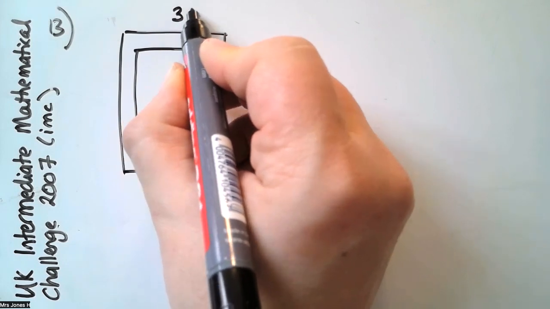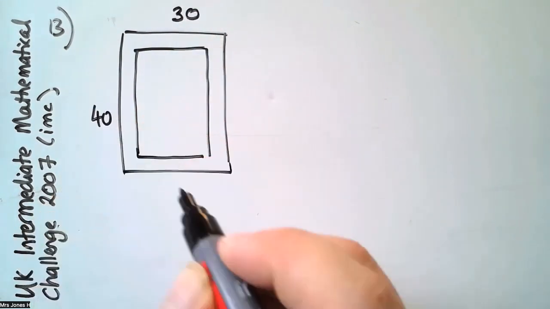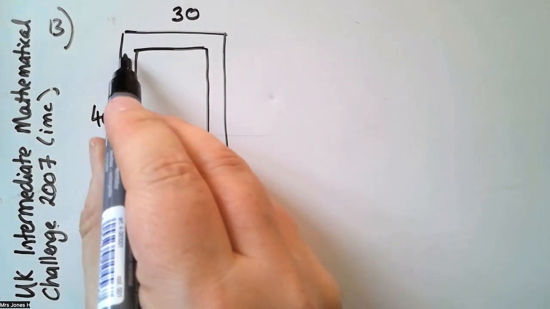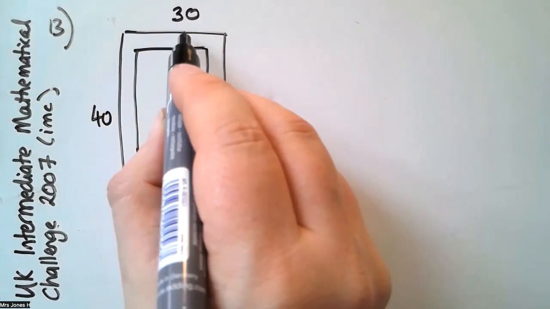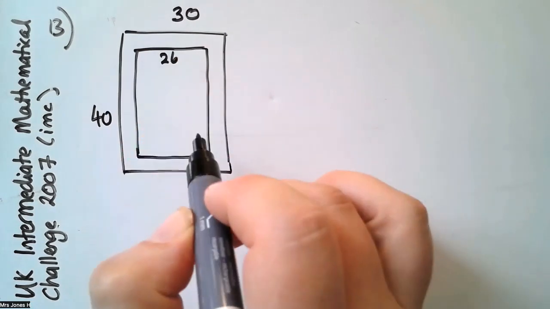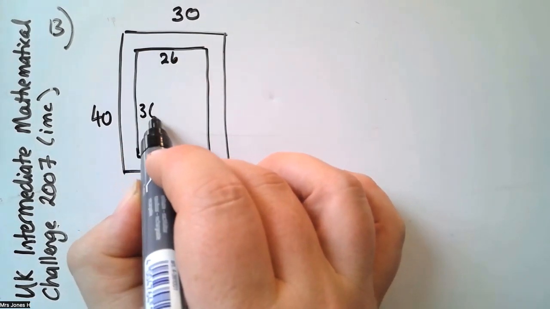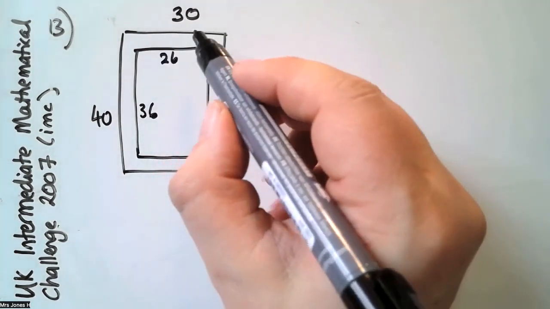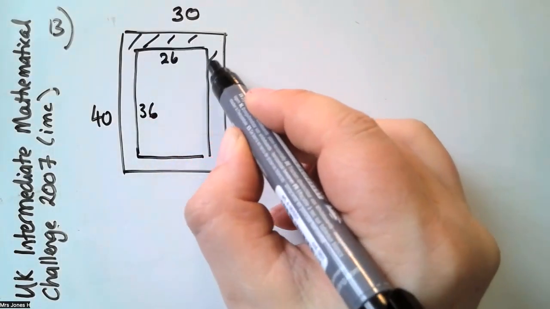So we know that this is 30 by 40 here. There is a 2 centimetre margin here and here, so that 30 take away 4, we know this is going to be 26 and this is going to be 36. We need to know what percentage is shaded, which is the bits around the outside.